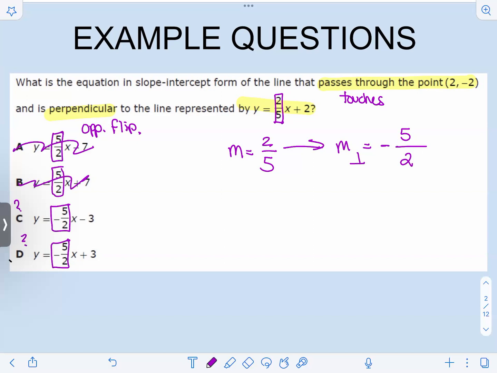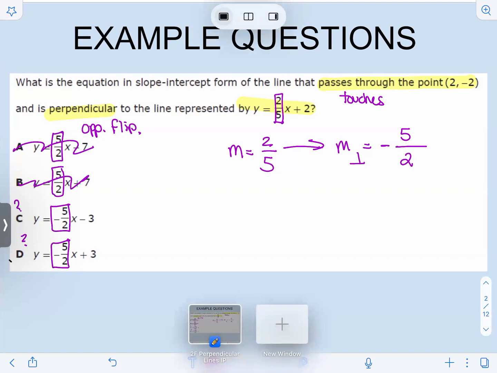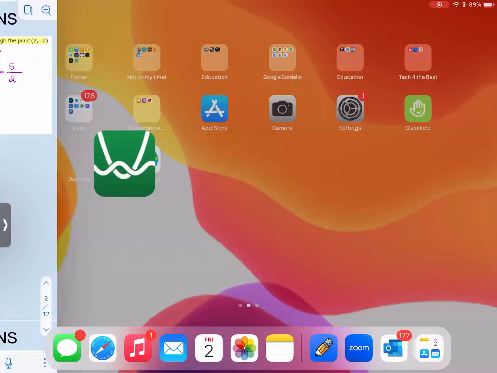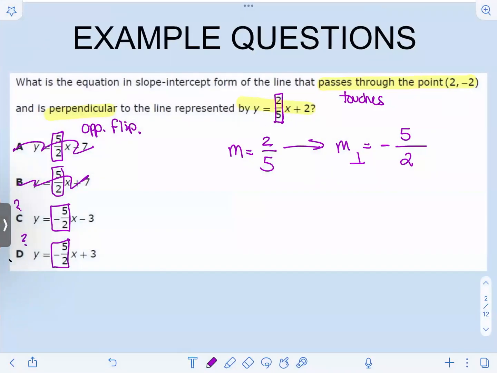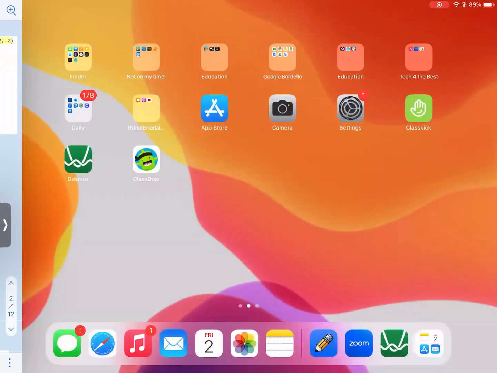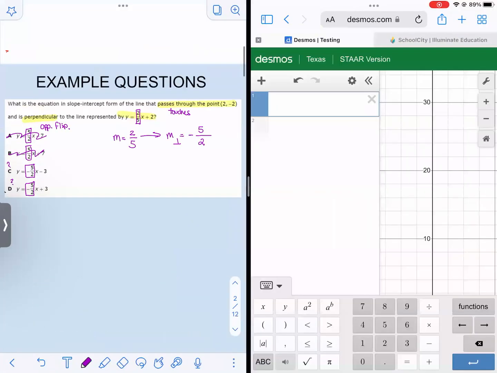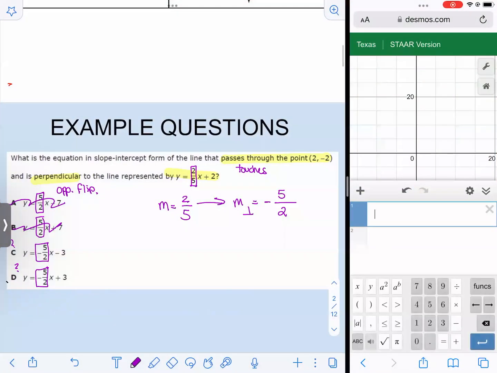At this point, you can either use Desmos or plug into your calculator to see if the line hits the point. I'm going to use Desmos real quick here. I'm going to plot the point, which is (2, -2). We're going to label it. I can see it right there.